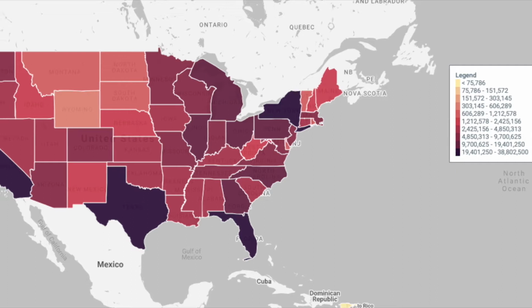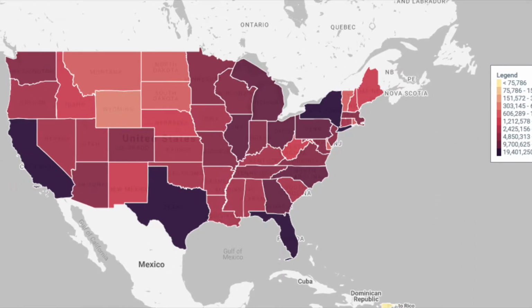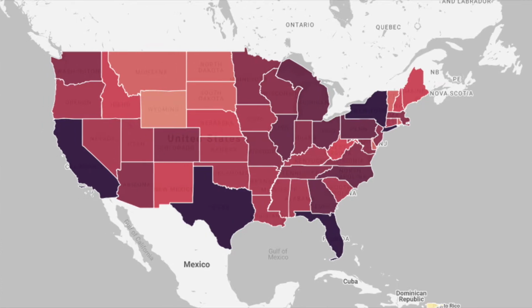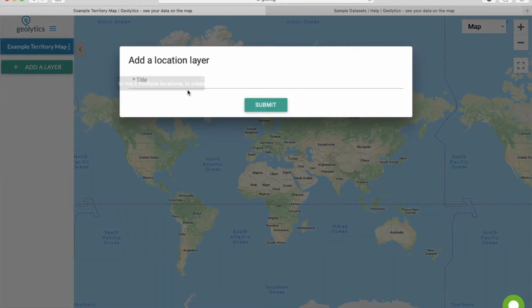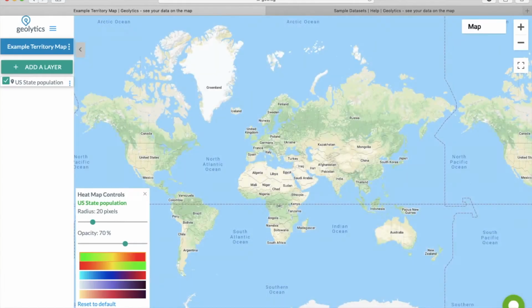In this video, we are going to show you how to create a territory map for US population at state level. First of all, I am going to add a location layer for US population at state level. Next, I'm going to upload data to this newly created location layer.